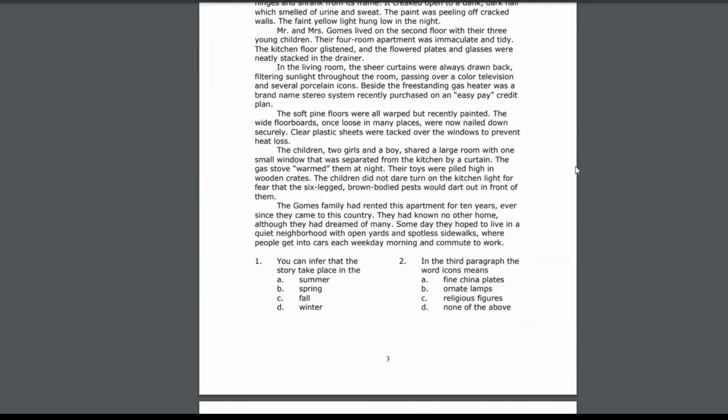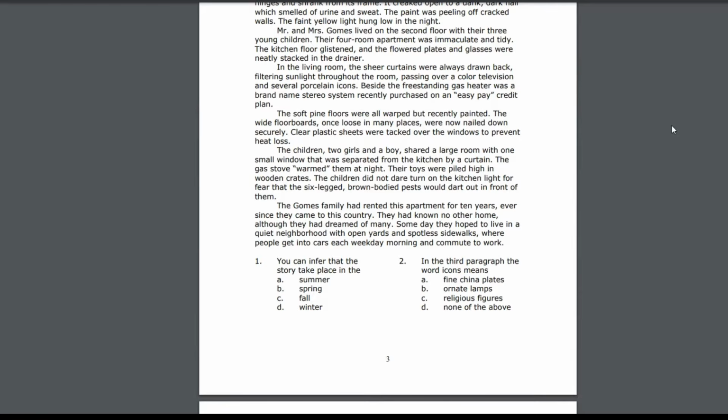So we already know, first and foremost, it's not even a closed-in bedroom. It's just a separate space from the kitchen. The gas stove warmed them at night. Their toys were piled up high in wooden crates. The children did not dare turn on the kitchen light for fear that the 6-legged brown-bodied pest would dart out in front of them. So we know that they're in a space that's not technically a room, like a makeshift room. They have tons of toys in there that are piled up. And the reason why we know it's a lot is because they said piled high. So we know everything is being put in one space.